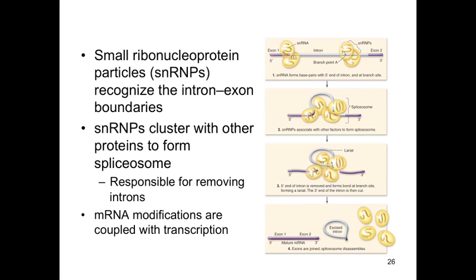These messenger RNA modifications associated with pre-mRNA processing are coupled with transcription. That is, they happen at the same time as transcription. So as the new pre-mRNA molecule is created, the introns are cut out and the 5' cap is put on. And as soon as it's finished, we add the 3' poly A tail.